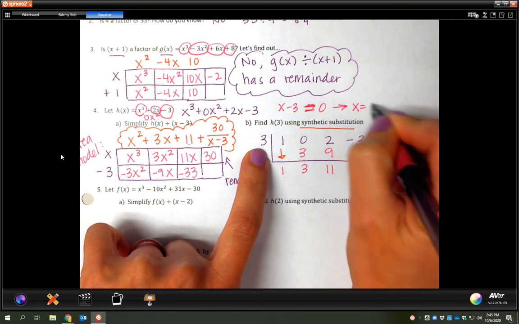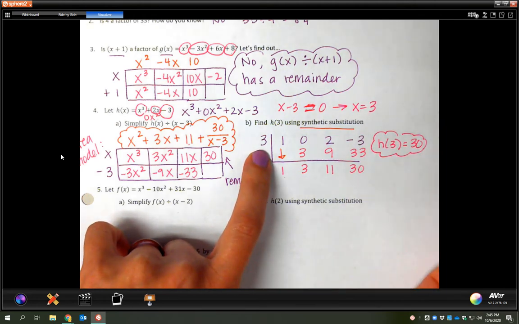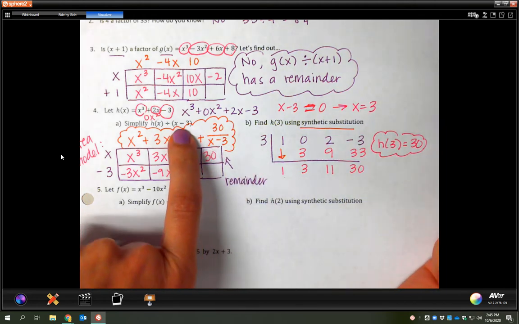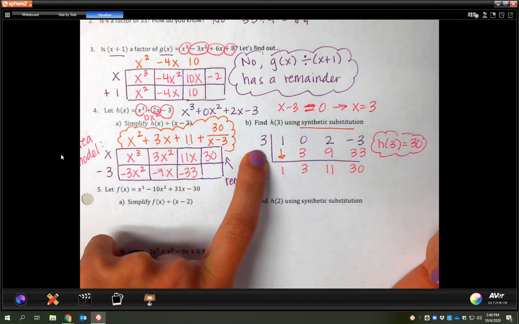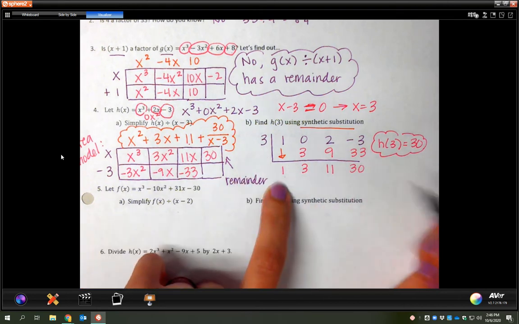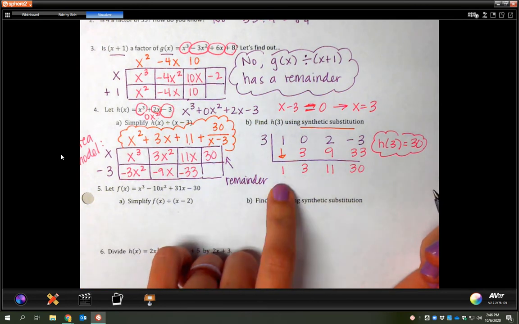And x would equal 3. So that's how we're getting the 3 on the outside here. So if you're dividing by a 1x plus or minus a number, you can set that equal to 0 and put what x equals here and use synthetic substitution. These numbers along the bottom help you write your answer.